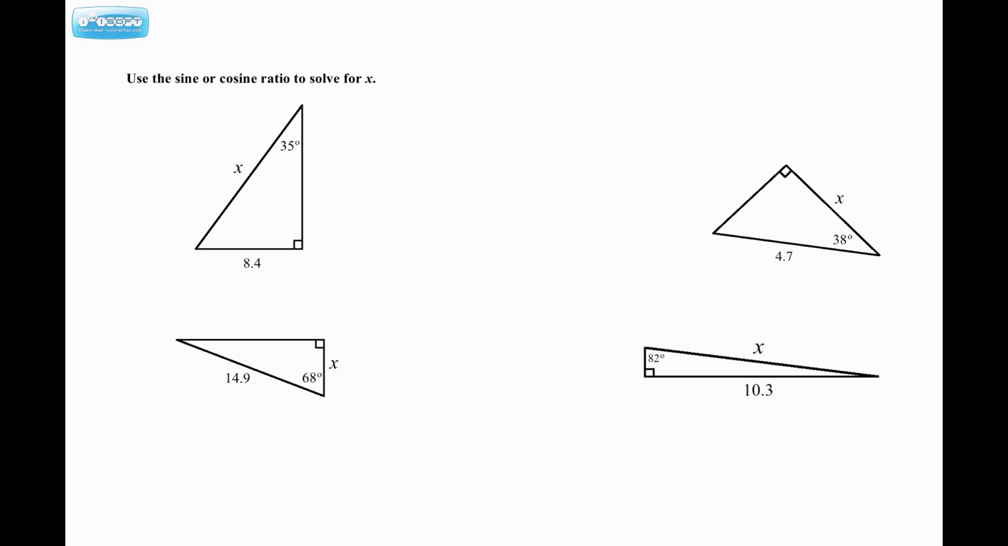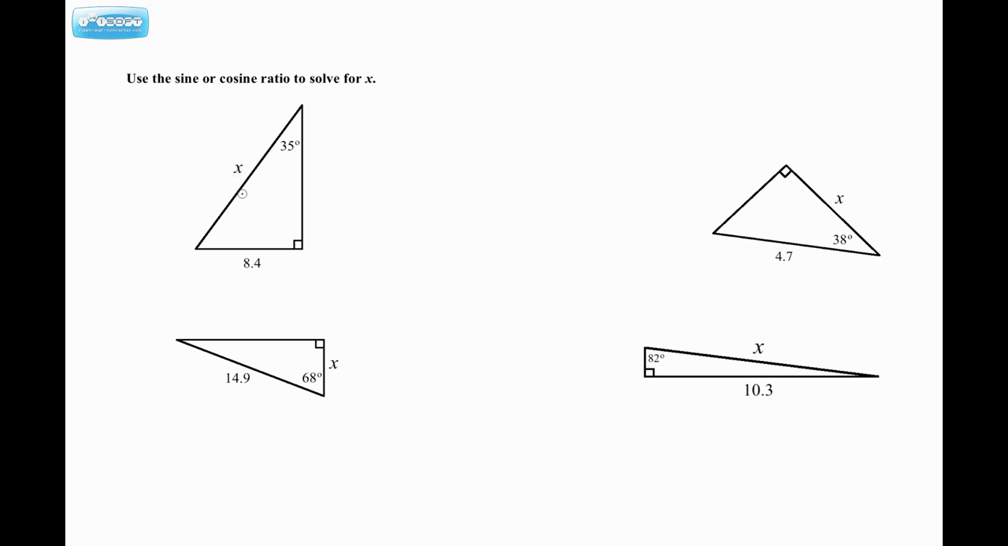Okay, let's try a couple of examples. It says use the sine or cosine ratio to solve for x. All right, so here's my triangle. My theta is 35 degrees. The opposite is given as 8.4. The adjacent, however, is not given, nor are we asked to find it. It's this we want to determine. That's x. But if you look, that is the hypotenuse.